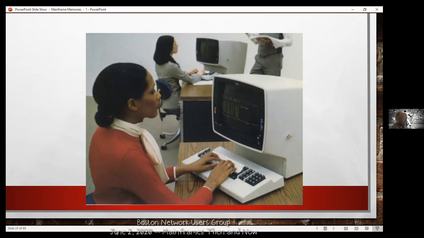And then into the 70s and definitely by the 80s, the DASD devices, direct access storage devices, or disk, became the main type of data where the data would reside. And those became the underlying for the databases themselves.